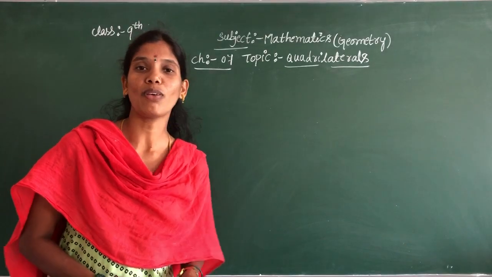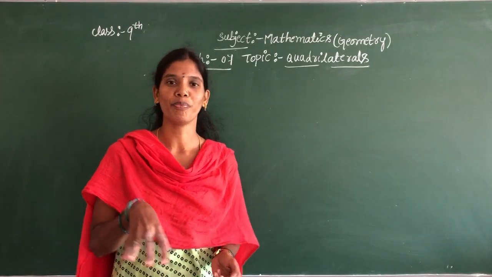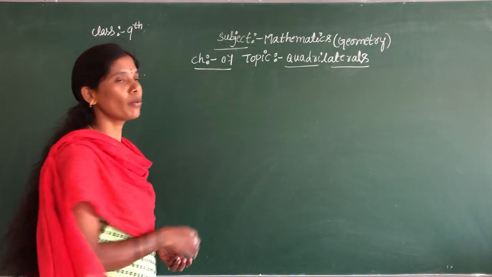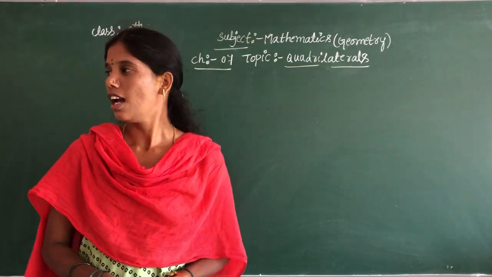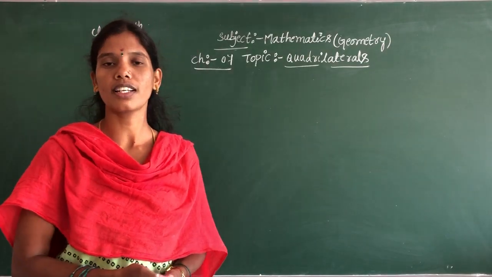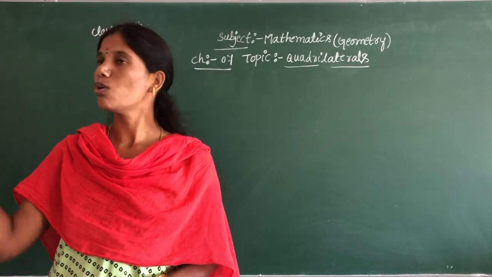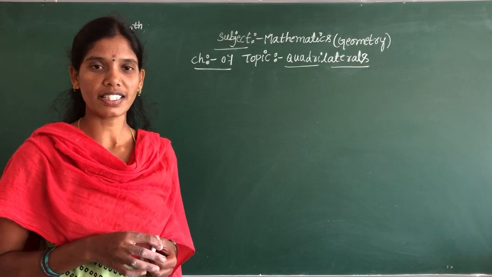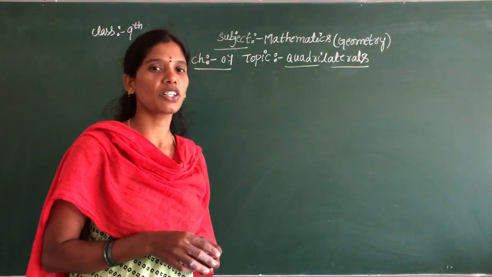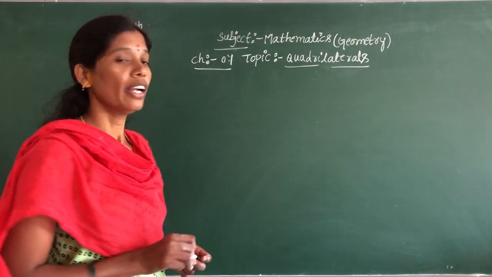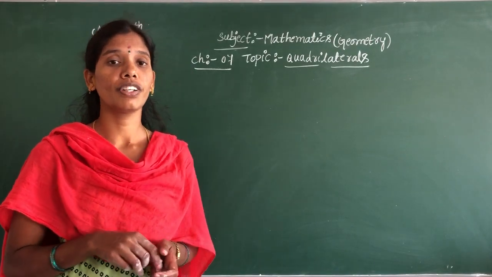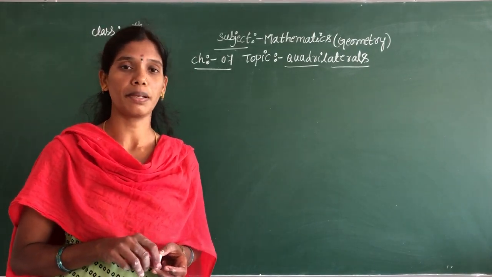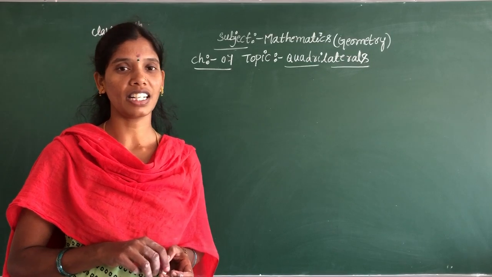Many quadrilaterals are there in this room. Children, this blackboard is one of the quadrilaterals, the desk is one of the quadrilaterals, the window is one of the quadrilaterals, and the room itself is one of the quadrilaterals. In this session we discuss quadrilaterals. A quadrilateral is a closed figure having four line segments. Have you got this?